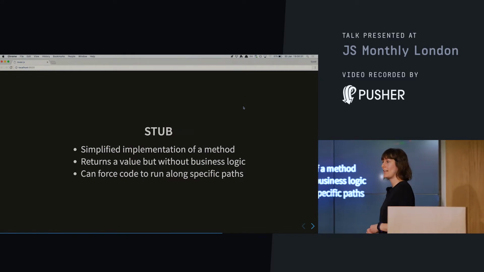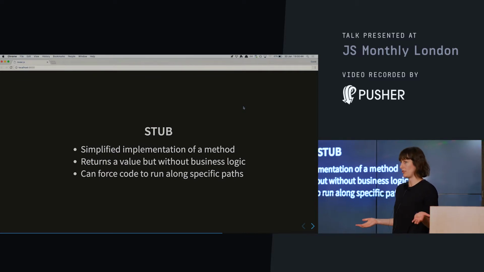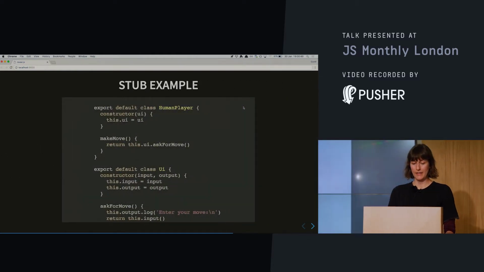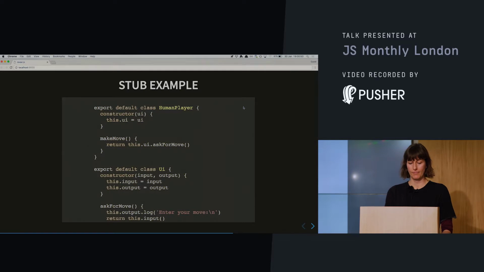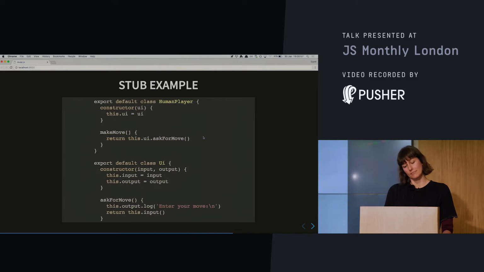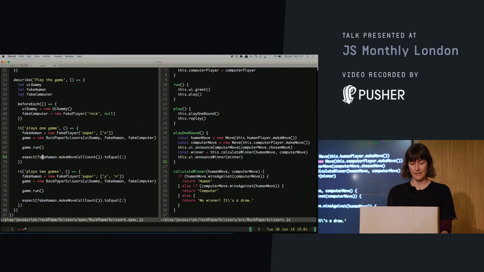The stub is a slightly more advanced version of a dummy. It has an implementation, but it's very simple. It will return one thing, maybe. It wouldn't have any business logic to it. I also have an example here. Maybe I'll just show you this in the code. Yeah, the human player.